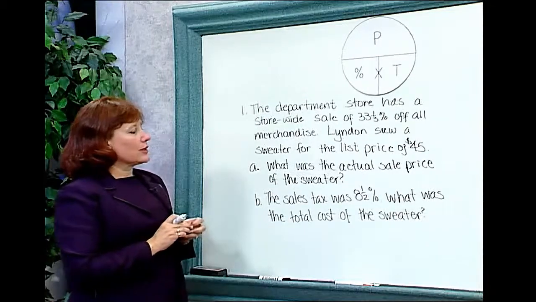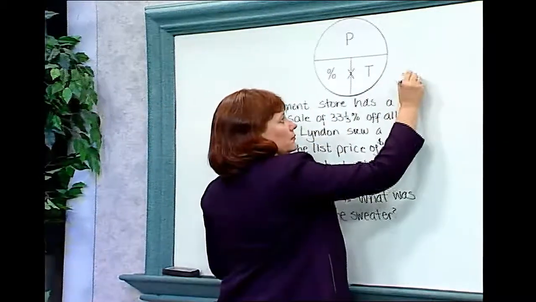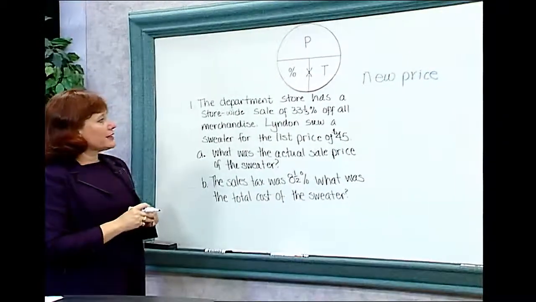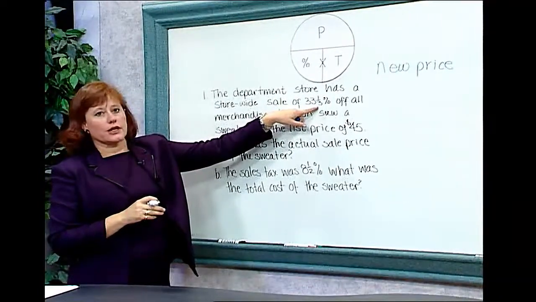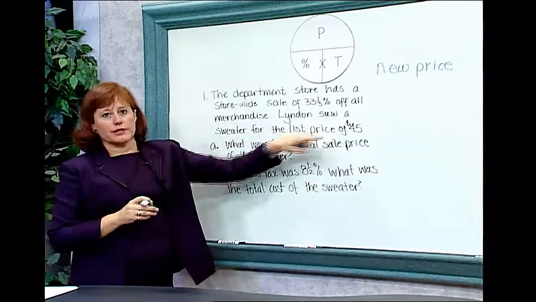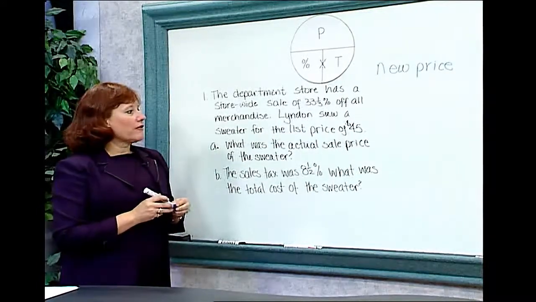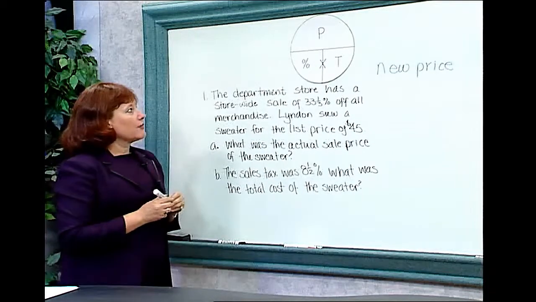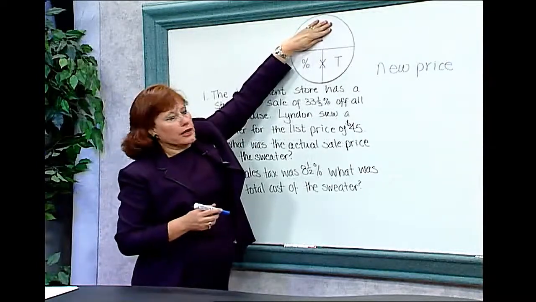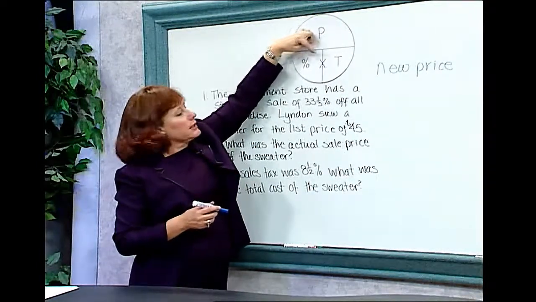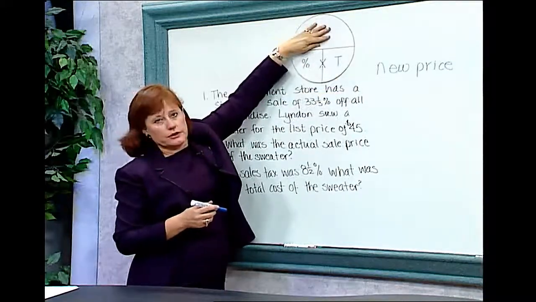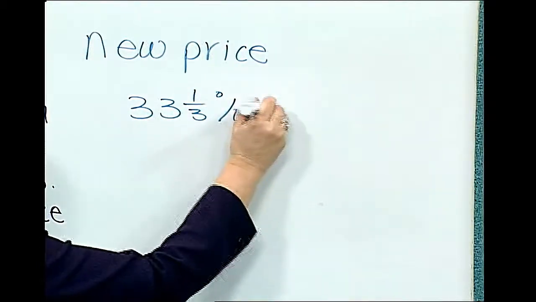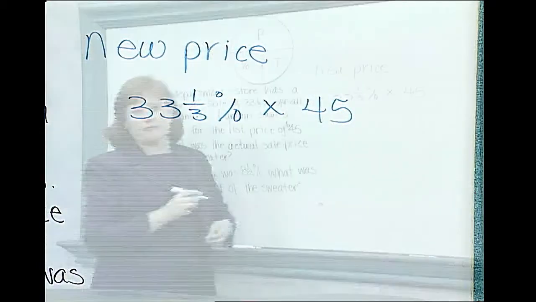The first thing that we need to know is what is the new price of the sweater. If we review the problem, we see that the store had a sale of 33.33% off all merchandise. The original price of the sweater is $45. So we want to find out what part of $45 represents 33.33%. If we come to our chart, we know to cover up the part, and we're going to take 33.33% times the total, which is $45. We'll take 33.33% times the original price of $45.